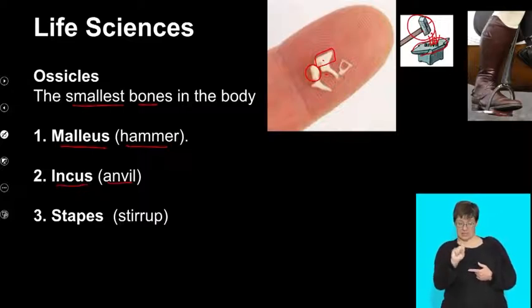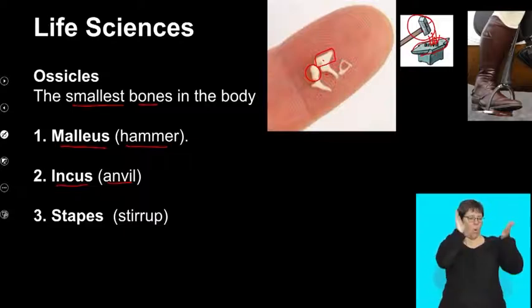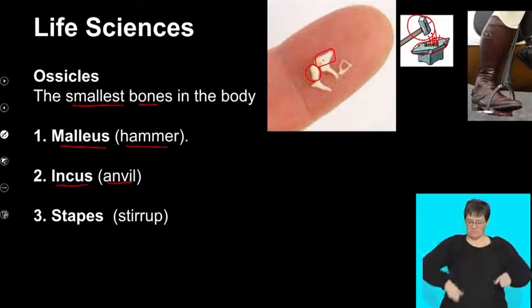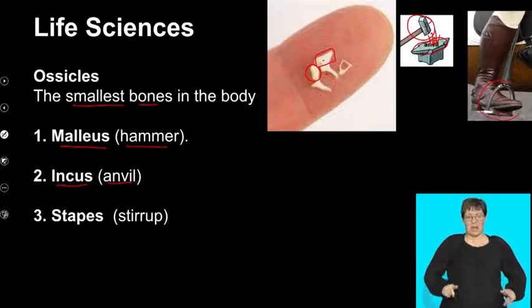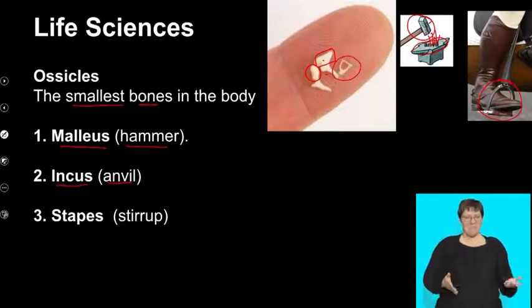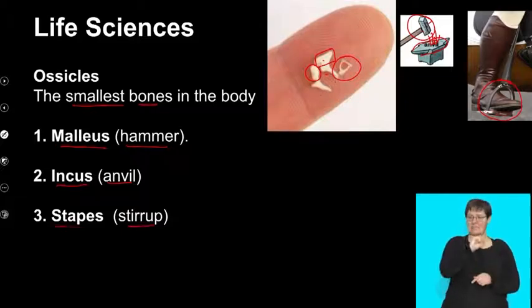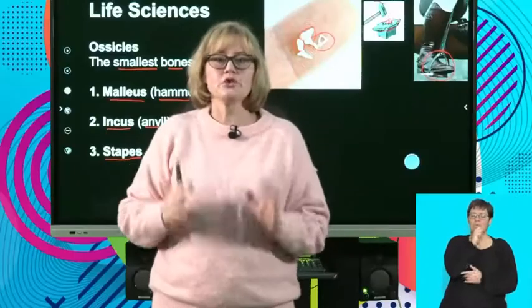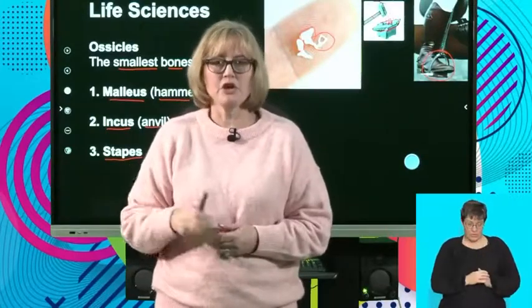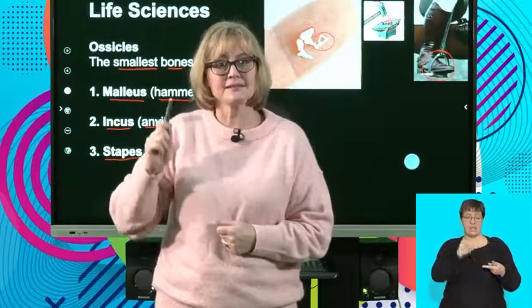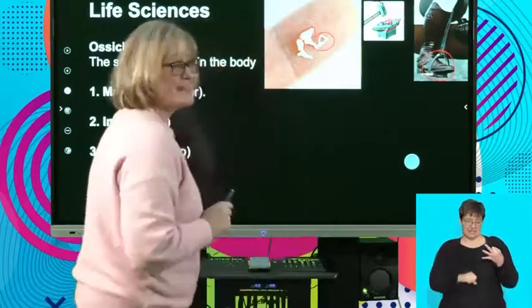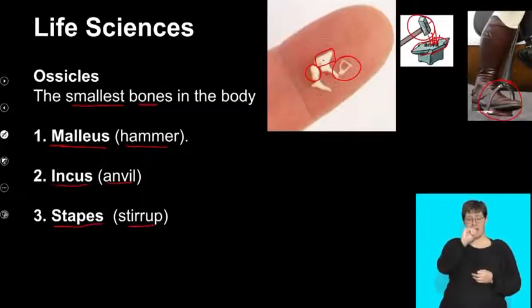And then the last one is a stirrup. If you watch TV or you have a horse, if you're lucky enough to have one, you will see that they have little footrests where you put in your foot. That part is the stirrup. Can you see how much this little bone looks like a stirrup? The Latin name for stirrup is stapes. So we prefer you to always use the scientific names: malleus, incus, stapes. Easy to remember is MIS, M-I-S.